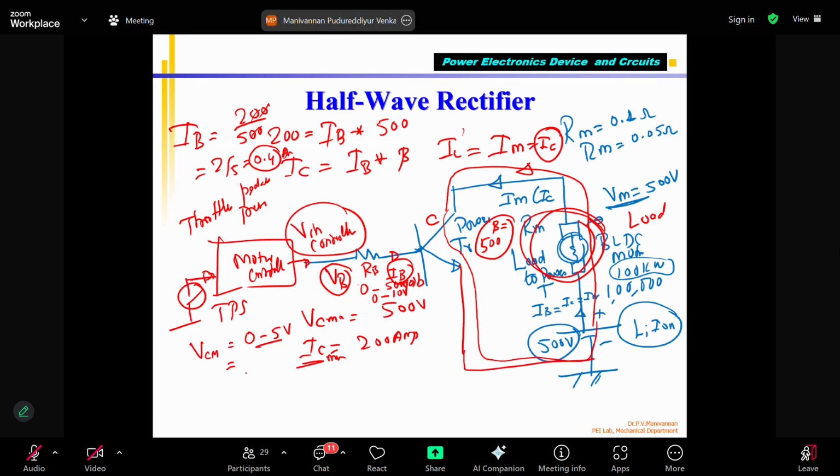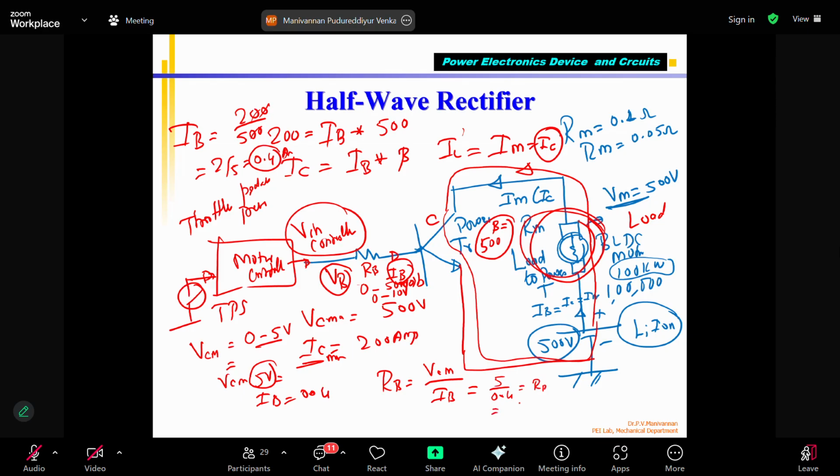And when the controller gives 5 volts, what current should go? Already we calculated 0.4 amps. IB should be 0.4 amps. Correct? So my RB equals VCM divided by IB. VCM maximum voltage is 5 volts. Correct? When the motor has to deliver 100 kilowatt, when the vehicle is running at 140 kilometers per hour, the command input signal should be 5 volts. Already we told. So 5 divided by 0.4 will be the RB value.